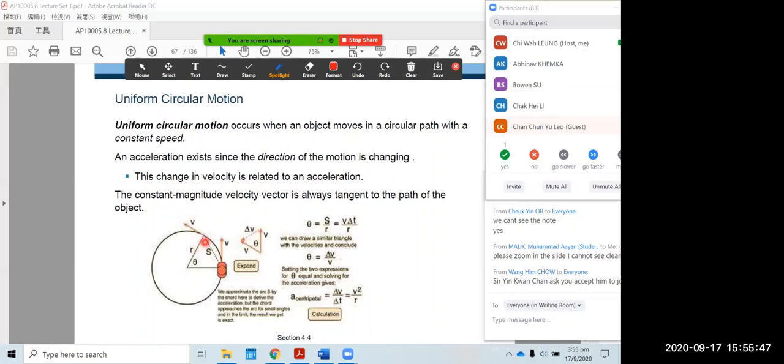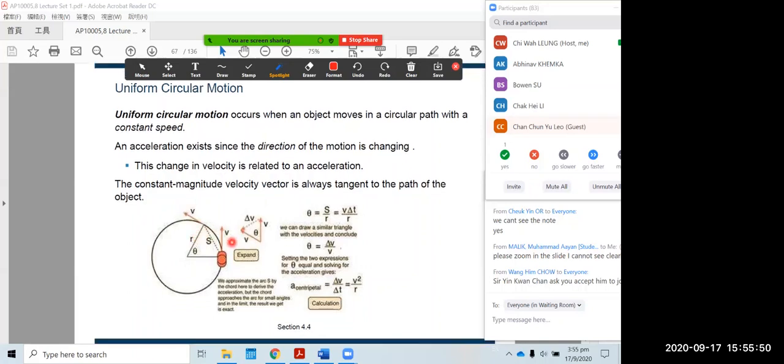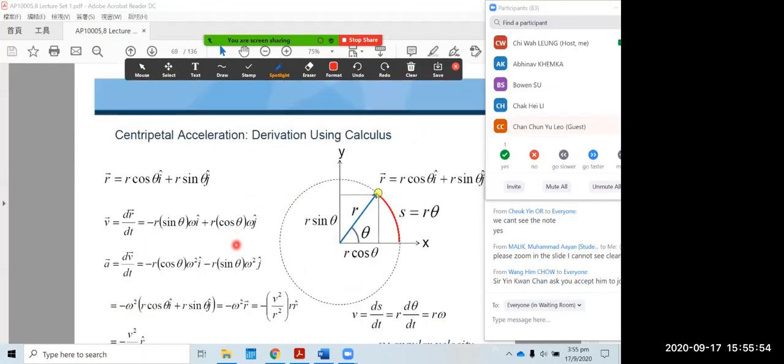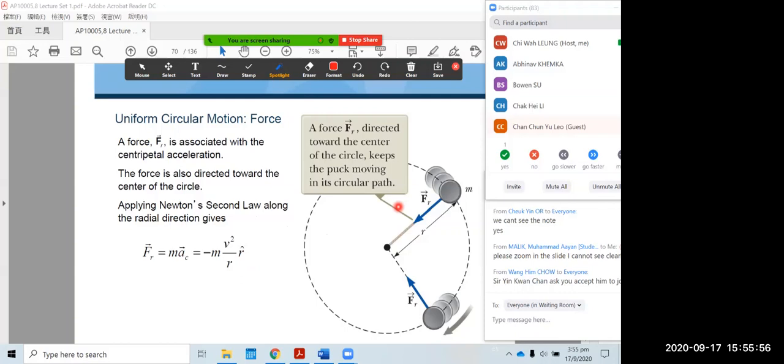Okay, having talked about all this centripetal acceleration, we have the understanding that an object undergoing circular motion, uniform circular motion, must be receiving an acceleration that points towards the center.